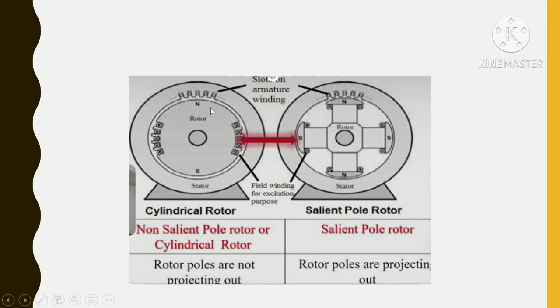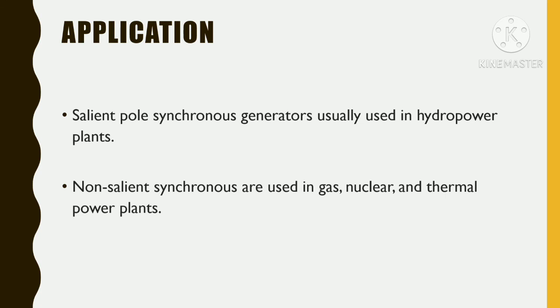Next is salient pole rotor: rotor poles are projecting out. Pino-project niya yung kung ilan yung slot dun sa stator part. Itong part na to, ito yung stator. Tapos ito naman yung part na to, ito yung rotor. So yung poles daw ng rotor, example is ito, pino-project niya yung slot ng part ng stator. So application, salient pole synchronous generator is usually used in hydropower plants. Next, non-salient pole synchronous generators are used in gas, nuclear, and thermal power plants. So yun lang po.